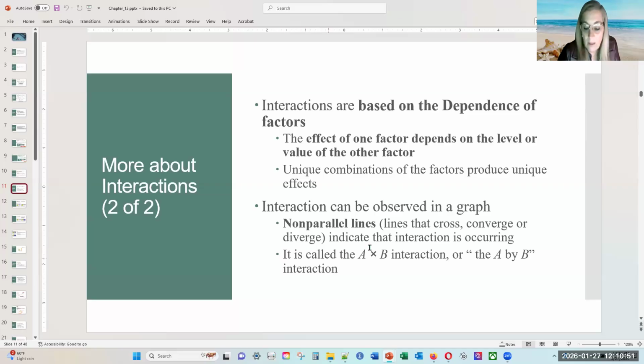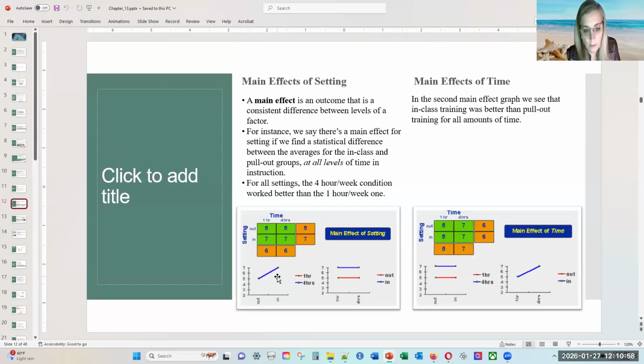And we would call it an A-B interaction or A by B interaction, which is the terminology. And so visually speaking, this is what it would look like. So we were looking at a chart with two factors that had time in instruction, as well as the setting, like whether they were in class and out of class, right?